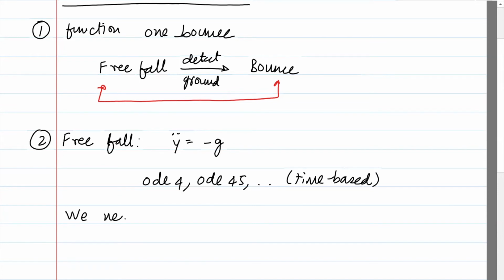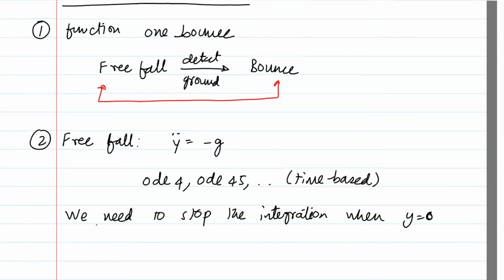But here we actually need to stop the integration when y equals 0, right? That is when we detect ground. So we need a mechanism inside the integrator to tell us to stop the integration when this occurs. So time is unknown. In other words, time is unknown. Okay, so we need to find the time such that y equals 0.